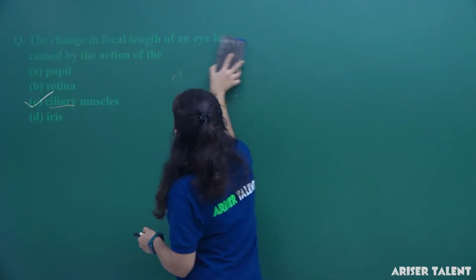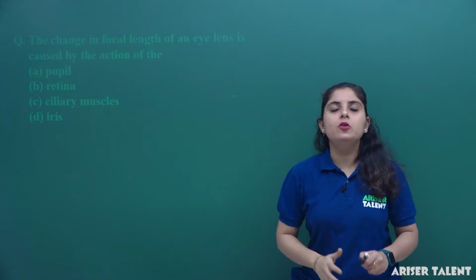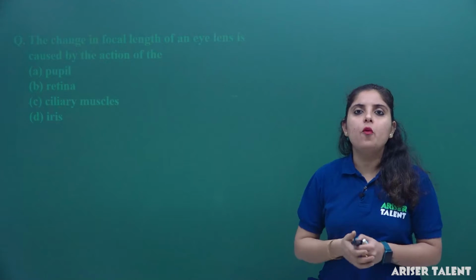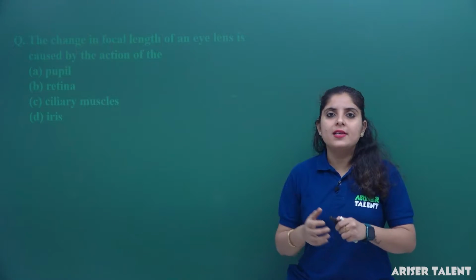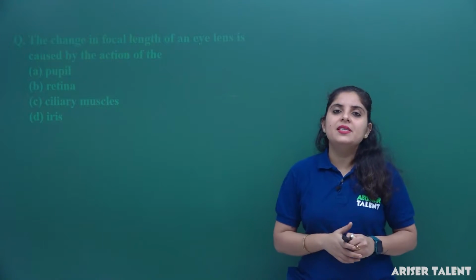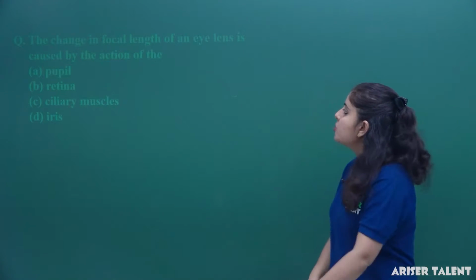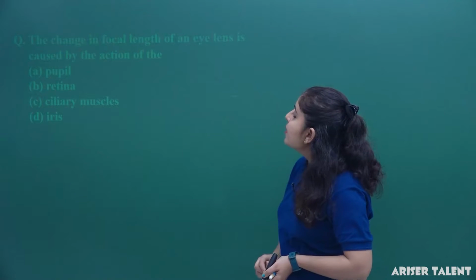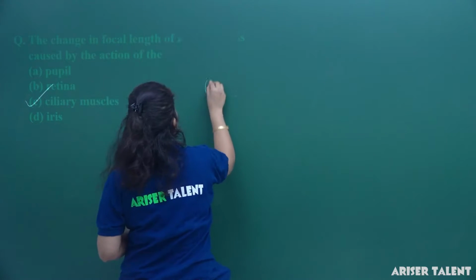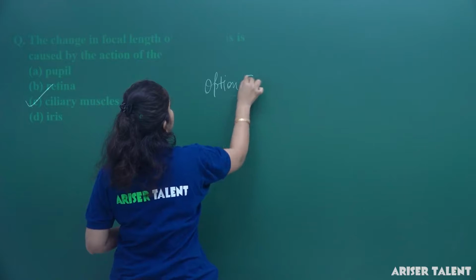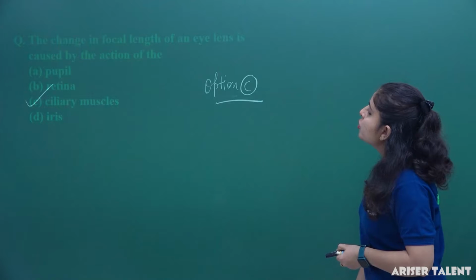The change in the focal length of an eye is caused by the action of. It means the eye is able to change the focal length. It can increase or decrease the focal length accordingly, and this power is known as the power of accommodation of the eye. This is caused because the ciliary muscles have the ability to contract or expand. The options here are pupil, retina, ciliary muscles, or iris. The correct option is ciliary muscles, so option C is correct here. Clear? Now let's move forward to the next question of the sequence.